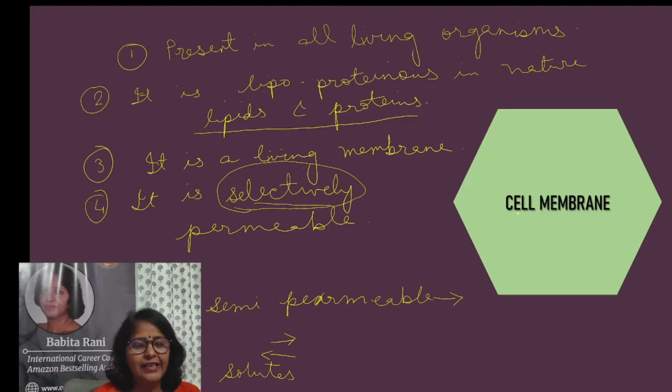So, it is present in all living organisms, whether plants, animals, or even the smallest cell has this cell membrane. It is lipoproteinous in nature, that is, it is made up of lipids and proteins. It is a living membrane and it is selectively permeable membrane. Let's see what about cell wall.